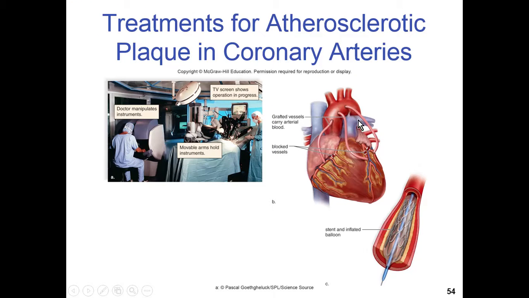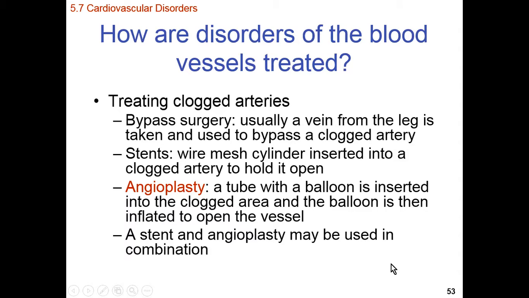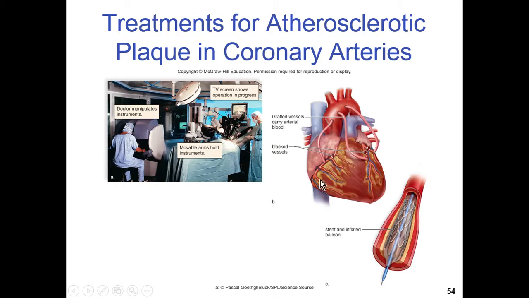Here is an example of a bypass surgery. So let's say we have a blockage right here in the blood vessel. You can reroute blood past the blockages from the aorta downstream on the cardiac arteries. If somebody has a blocked artery, you can also shove the balloon, also known as the angioplasty, into the artery, inflate the balloon, and leave a wire mesh behind. Leave that stent behind to leave the blood vessel propped open.